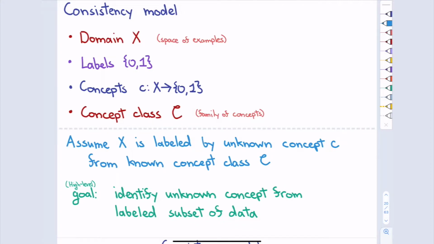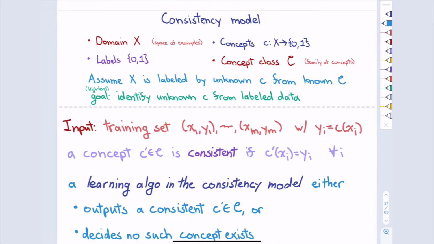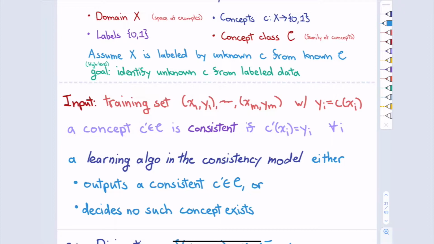So the model assumes that your input x is labeled by an unknown concept c, but it's from this known concept class, script C, capital C. And the high level goal is you get some set of labeled data and you want to identify the concept that's giving these labels. That's the high level goal. Not a rigorous model yet, but those are the main ingredients.